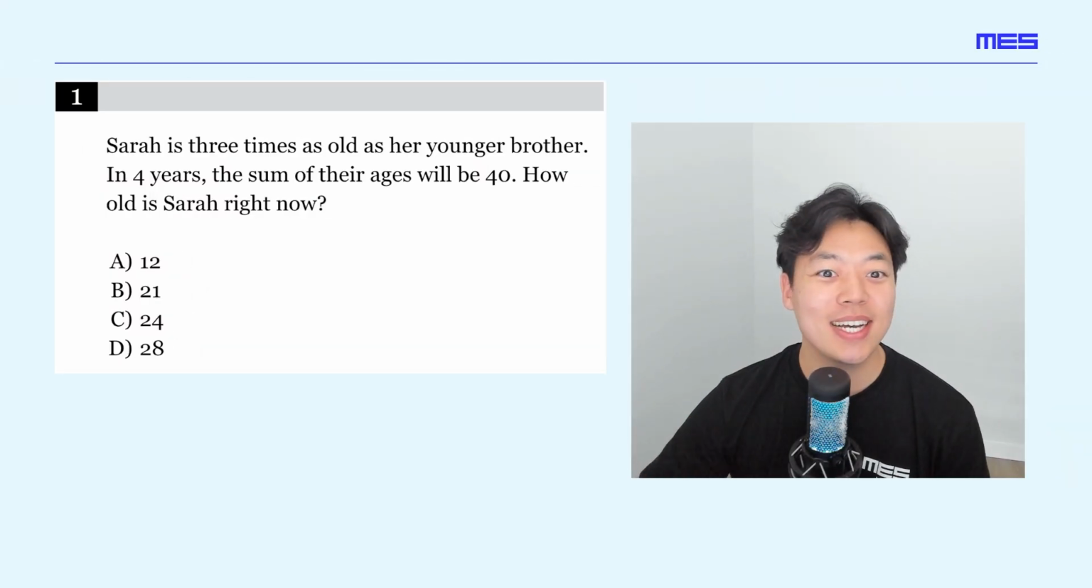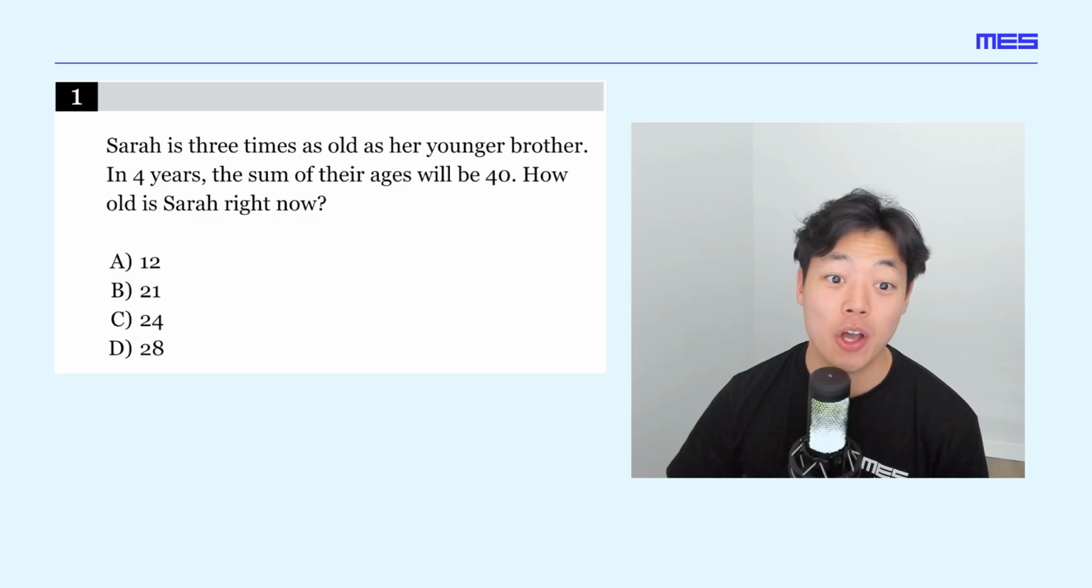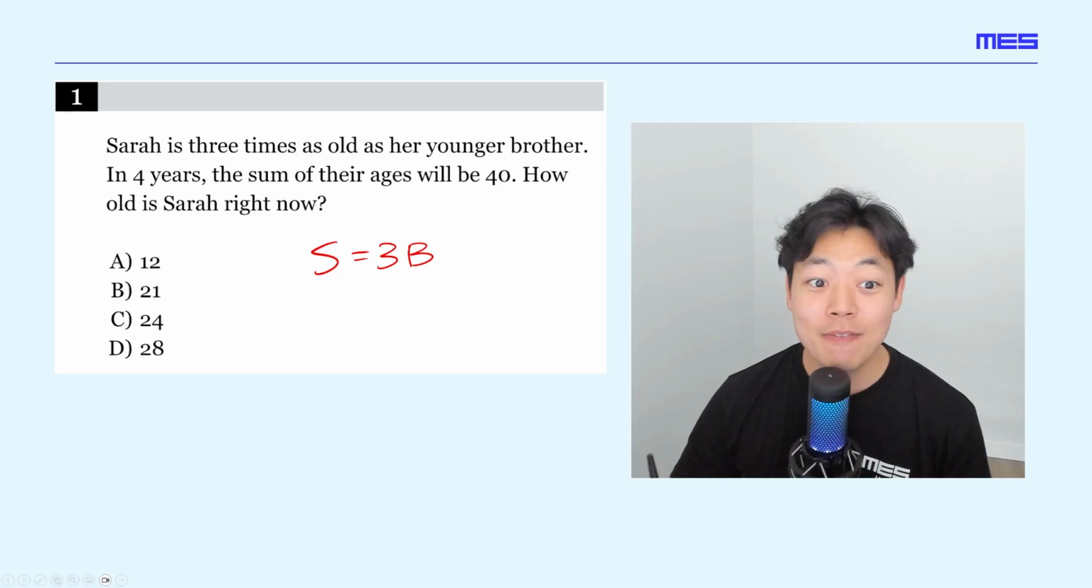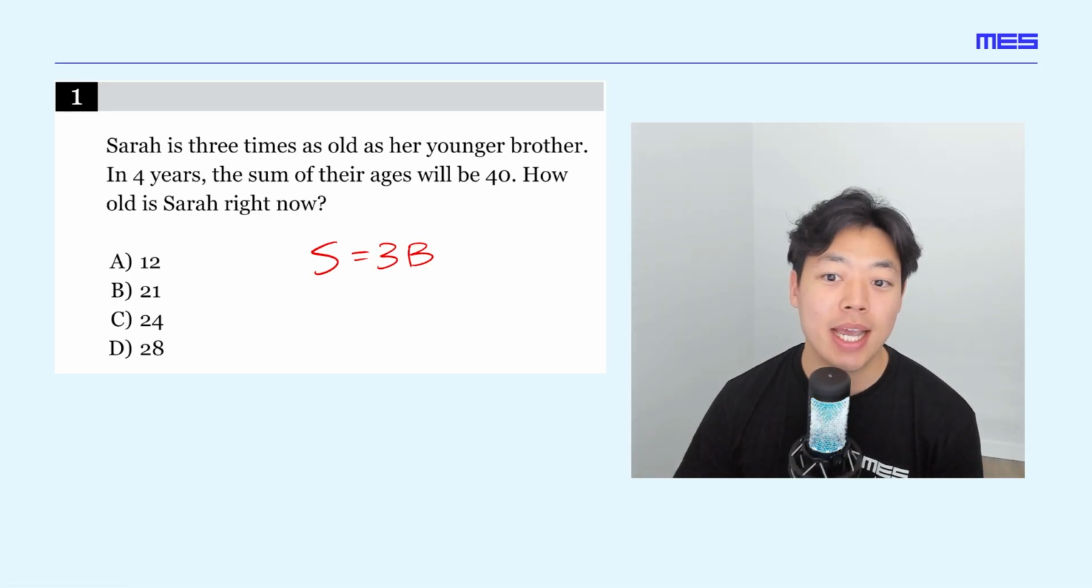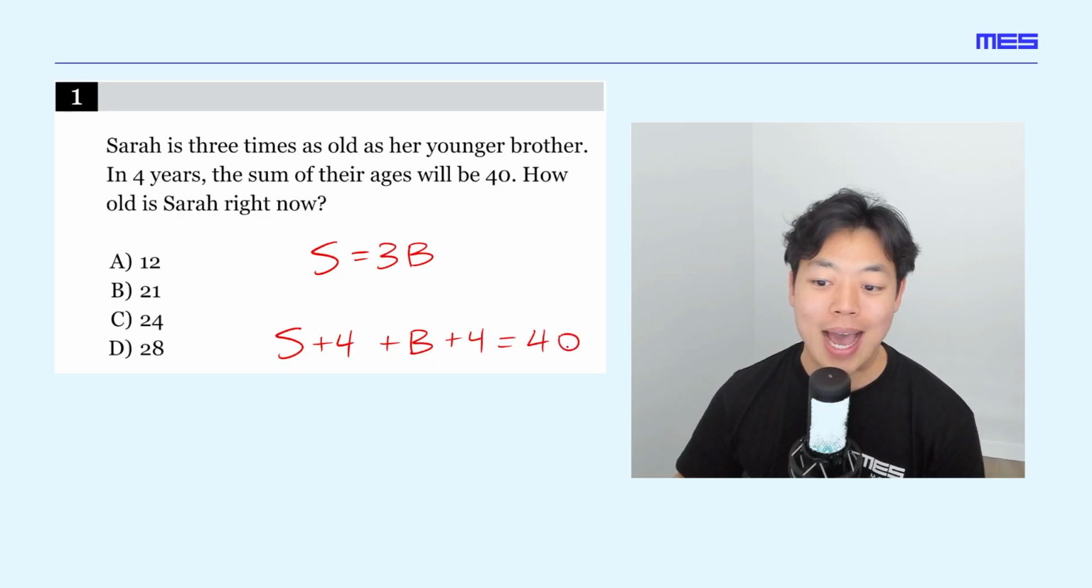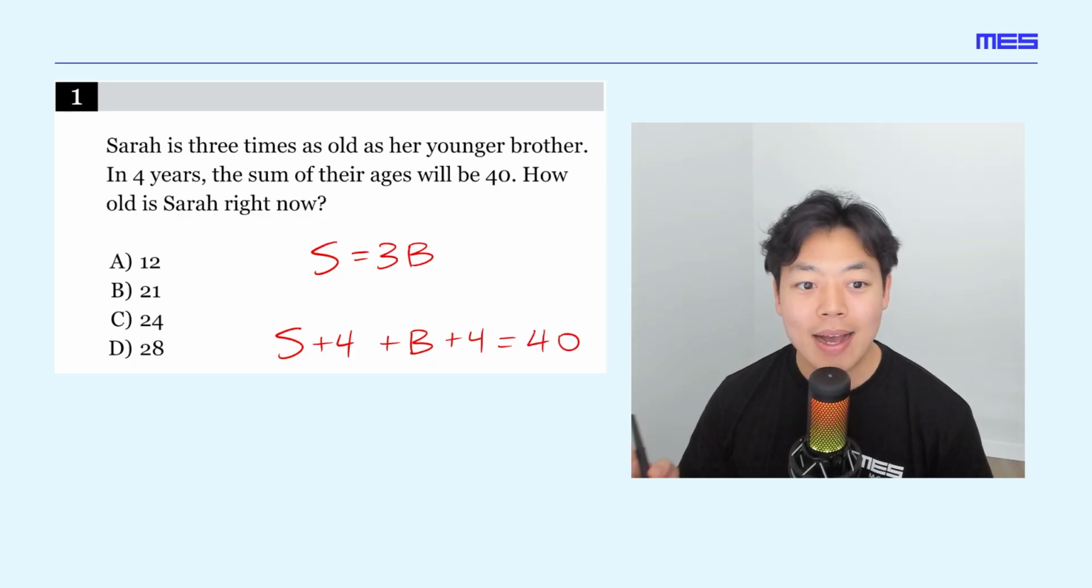Number 1, Sarah is 3 times as old as her younger brother. So Sarah is equal to 3 times as old as her younger brother. In 4 years, the sum of their ages will be 40. So in 4 years, Sarah will have gained 4 years, and her brother will have gained 4 years, and these two added together will equal 40. Now, how old is Sarah right now?